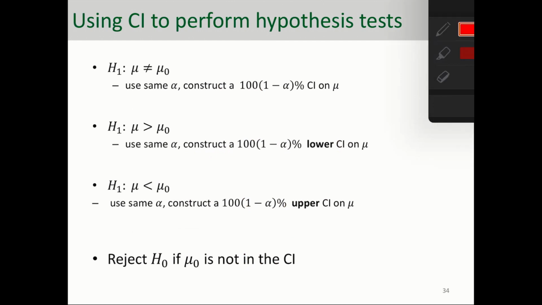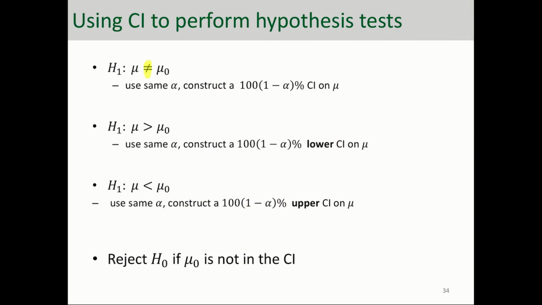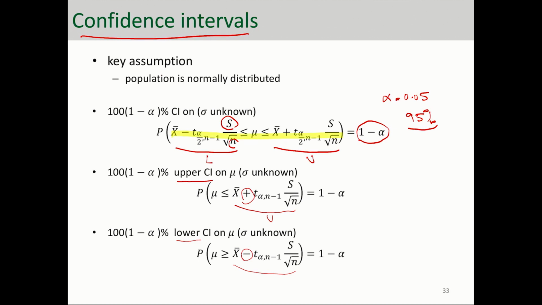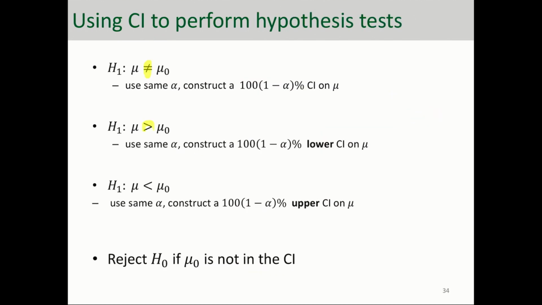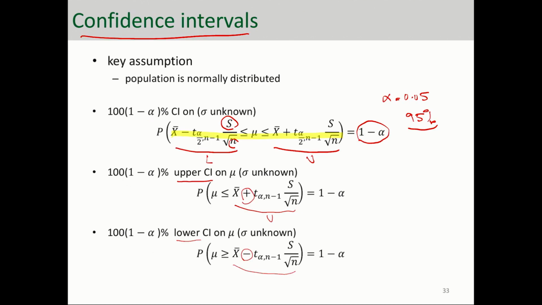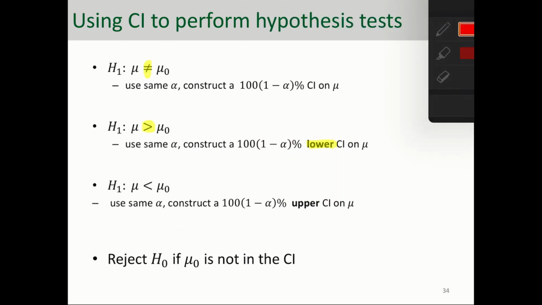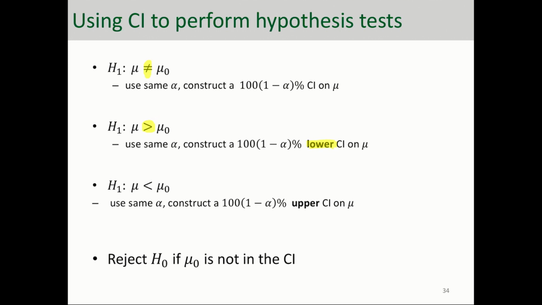So for different types of t-test, if it's a two-sided test, you construct a two-sided confidence interval, which was the first one here. If it's a one-sided test of type more than, you got to calculate the lower confidence interval, which was this one. And once you calculate the lower confidence interval, the upper limit is unbounded. Basically, your confidence interval would start at the lower confidence limit and go all the way to infinity.